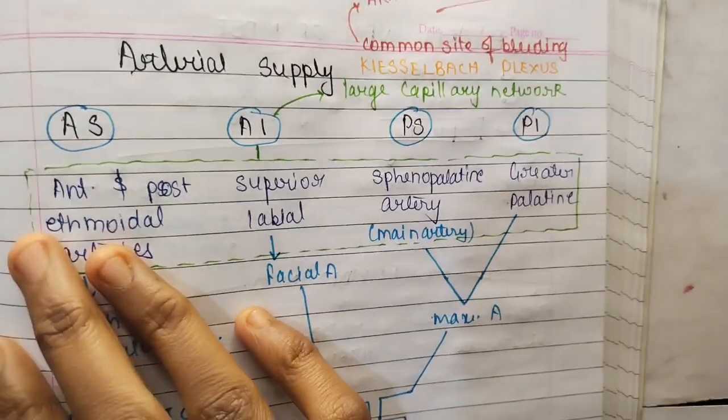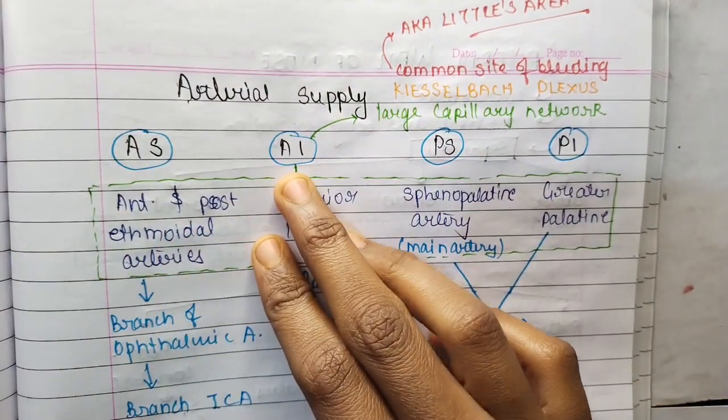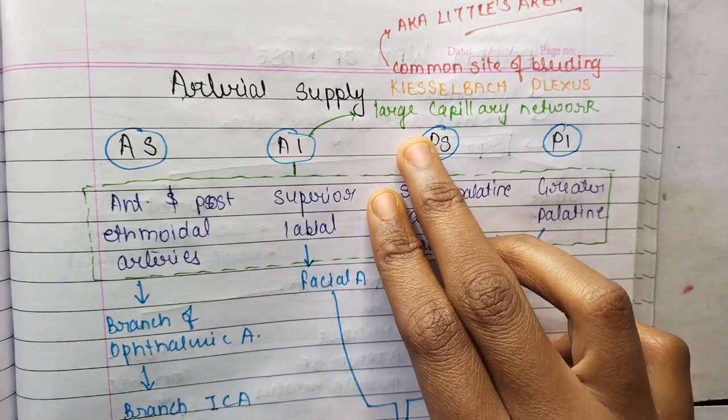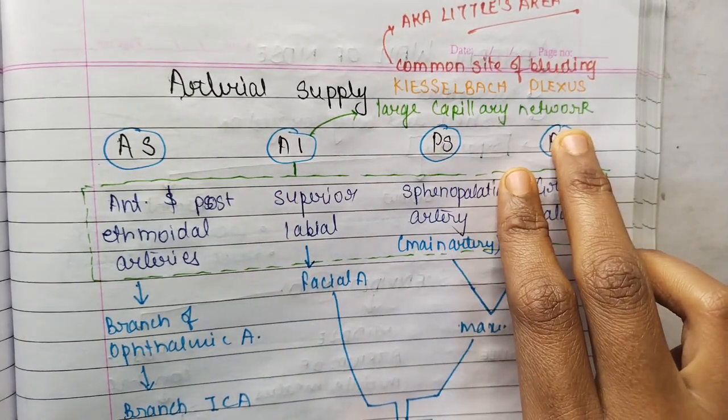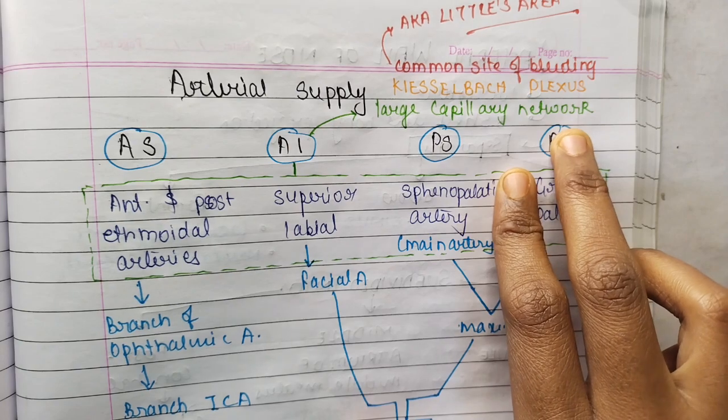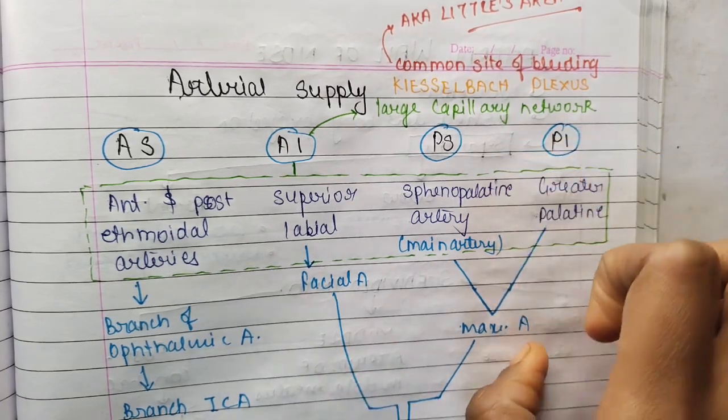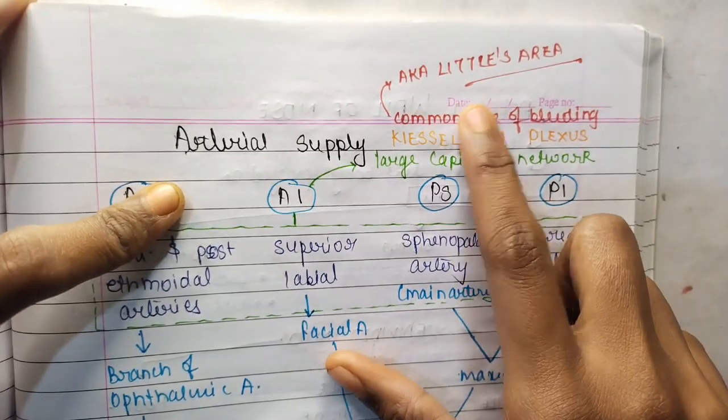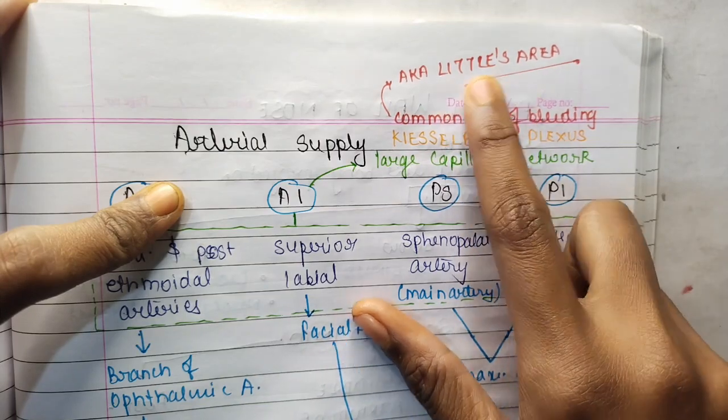Now one thing which you have to remember is at anterior inferiorly you will get a large capillary network which is called Kiesselbach plexus, which is the common site of bleeding and which is also known as Little's area. This you have to remember.